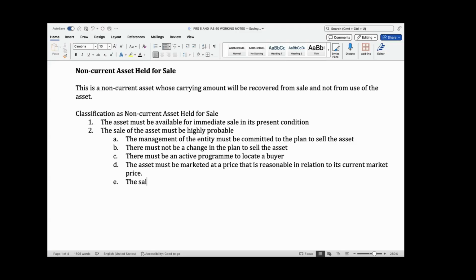And finally, the sale must be made within 1 year. We need all these conditions for a sale to be highly probable. All of these 5 must be present. If only one of them is not met, it is not highly probable.